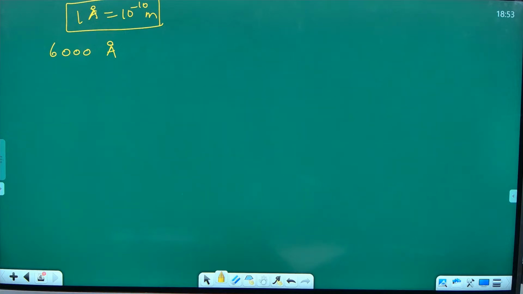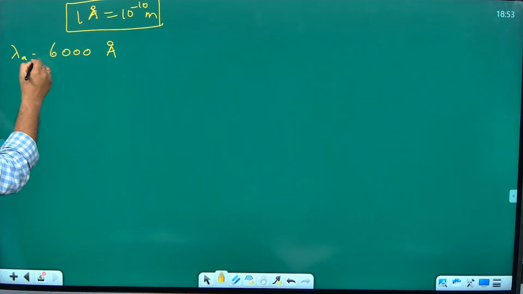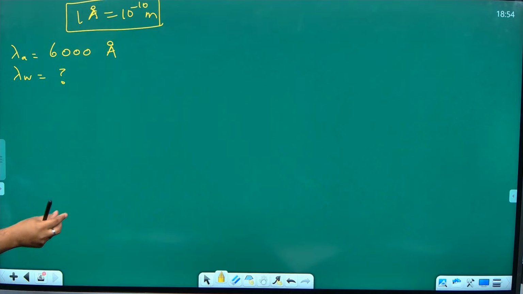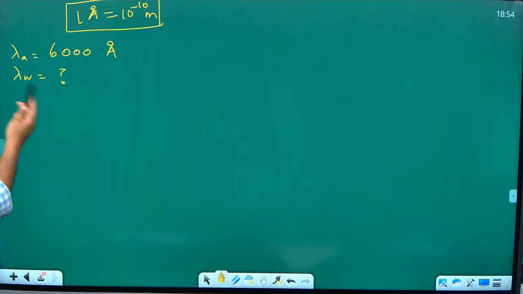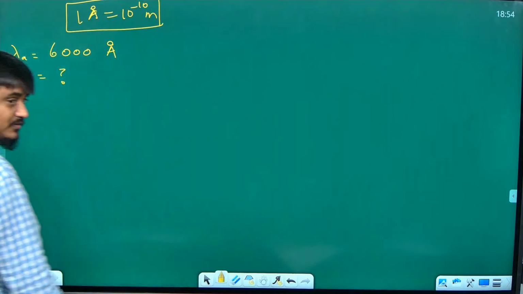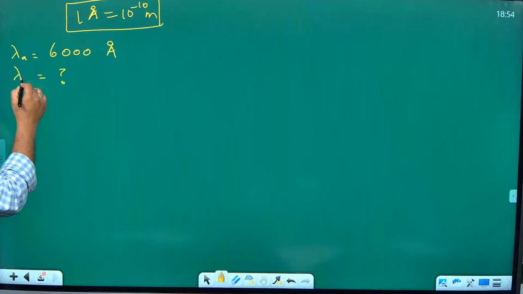What they have given in the question? Given data is what? Wavelength of light in air. Lambda of air is given to you. What are they asking you to find? Lambda in water, isn't it? What is the question, guys? Frequency and wavelength of light in that medium. Refractive index 1.5, yes. So lambda in that medium they're asking.